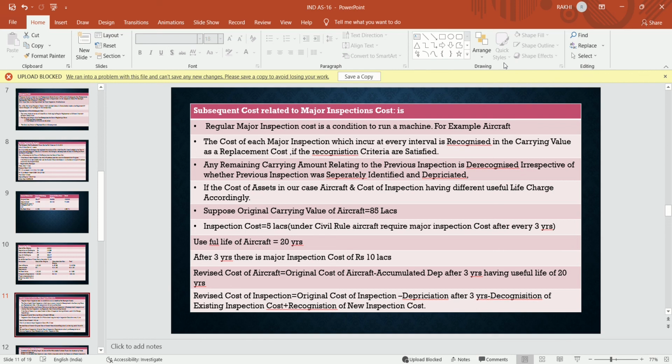After 3 years, they incur another major inspection because under civil rule aircraft require inspection after 3 years. So the inspection cost incurred is 10 lakhs.